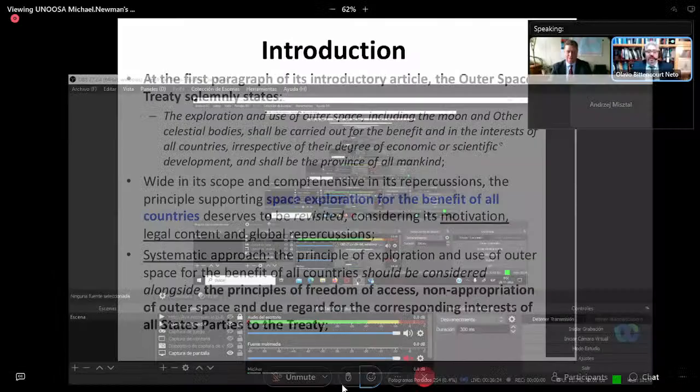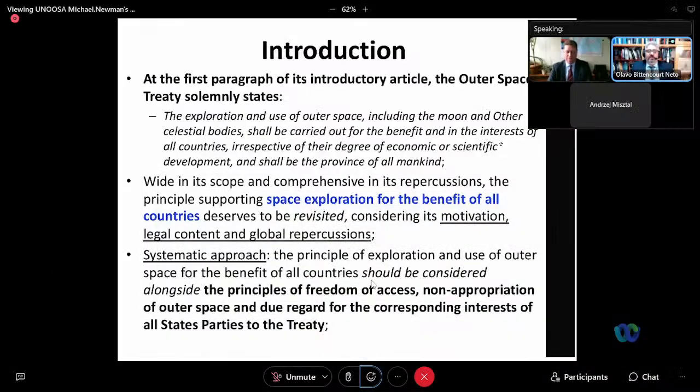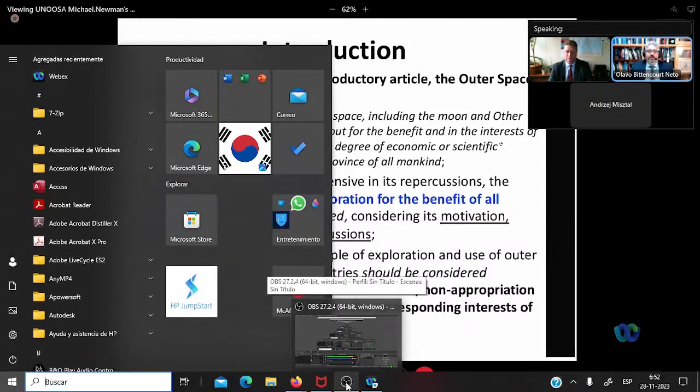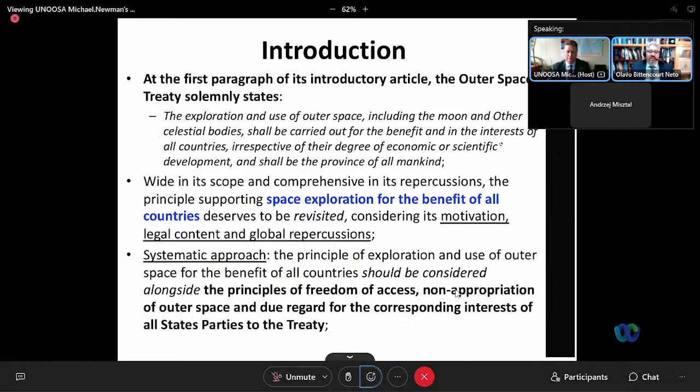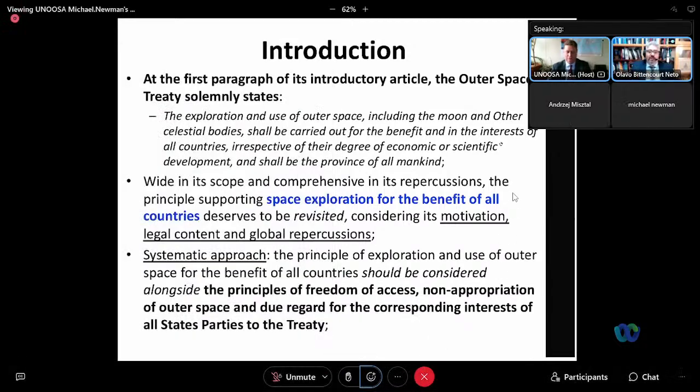So let's first review what the Outer Space Treaty provides regarding exploration and utilization of outer space for the benefit of all countries. At the first paragraph of its introductory article, the treaty solemnly states that the exploration and use of outer space, including the moon and other celestial bodies, shall be carried out for the benefit and in the interest of all countries, irrespective of their degree of economic or scientific development, and shall be the province of all mankind. This is quite important. So it's really wide in its scope and comprehensive in its repercussions.